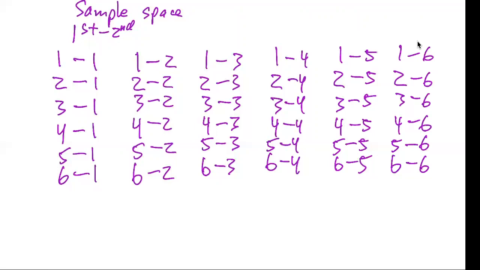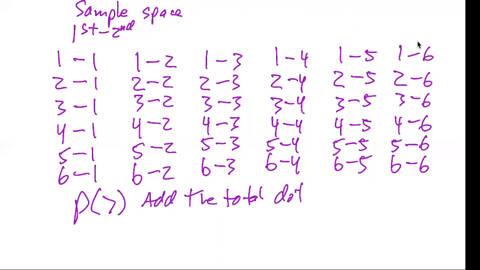Okay, 36 total outcomes. So what's the probability that we get a 7? That meaning add the total dots from my dice, they add the 7.